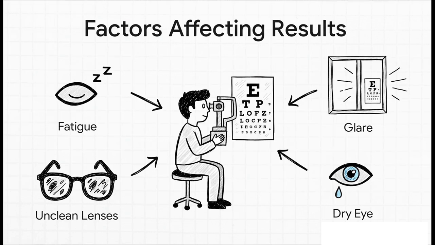And honestly, there are so many other little things that can throw off a result. Is the patient exhausted? Are their eyes dry and scratchy? Is there a window causing a glare on the chart? Are they leaning in? Even how clean the testing lenses are can make a huge difference. You really have to control for all these variables.